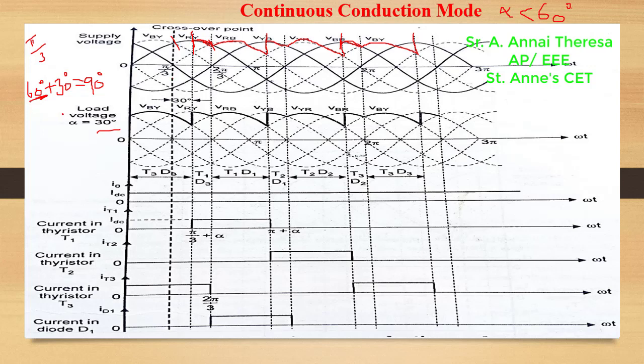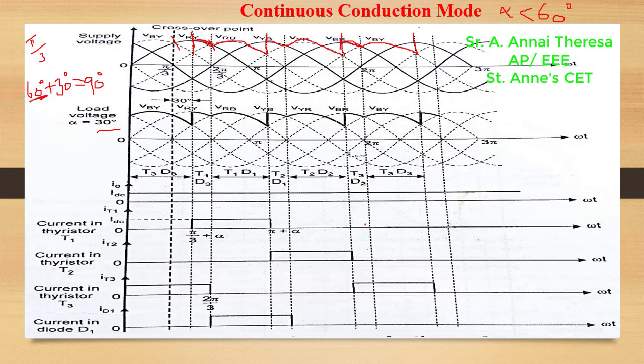So this is for alpha equal to 30 degrees, that is 60 plus 30 equal to 90 degrees. This is the load voltage, given in line value. Then this is the continuous flow of output current. We know about this. Then the current through thyristor T1, this also we know already. Whenever T1 is conducting, the current flows through that thyristor. From here to here T1 is conducting, so we can draw the waveform like this, for this duration.